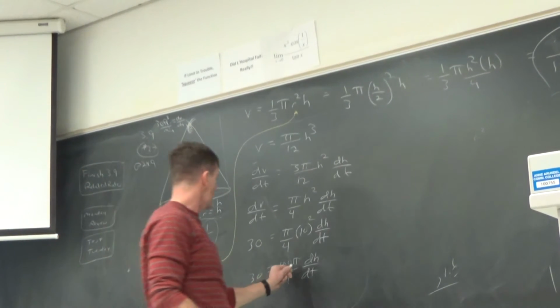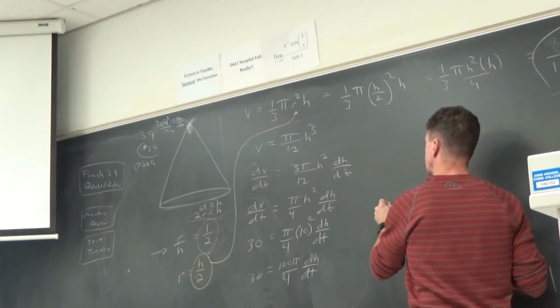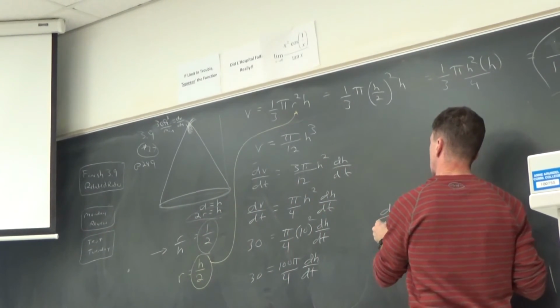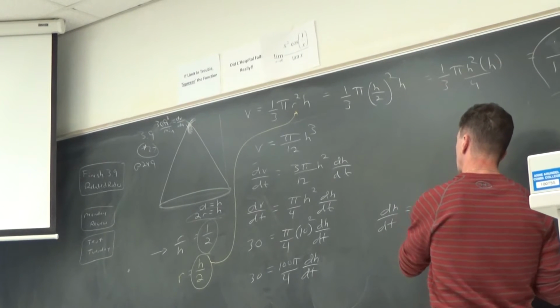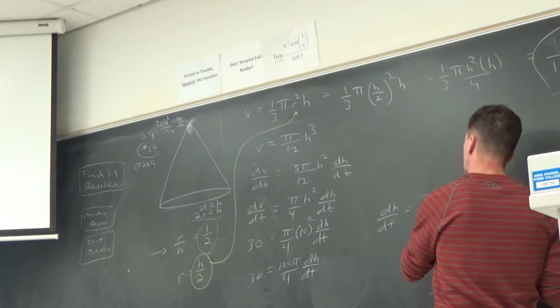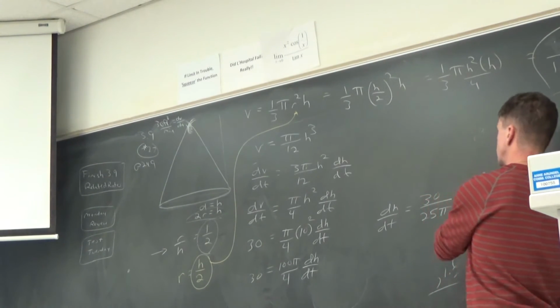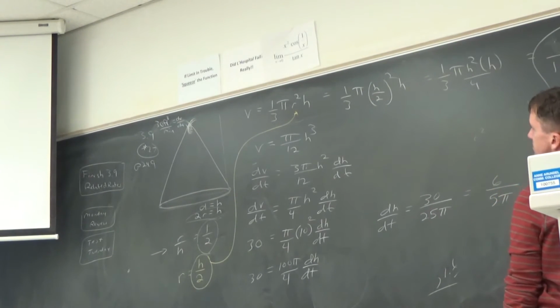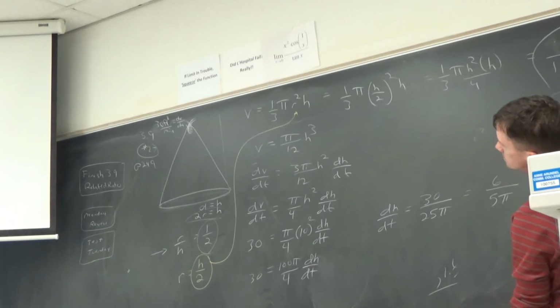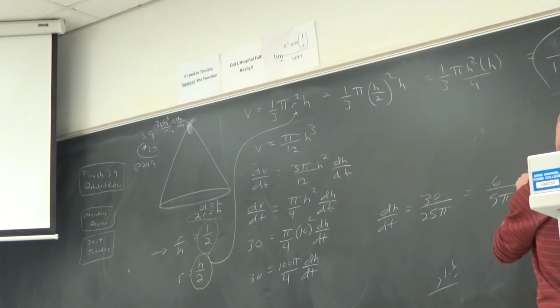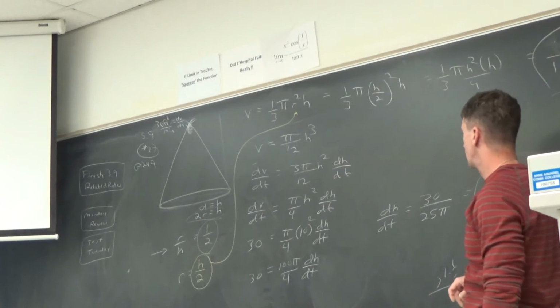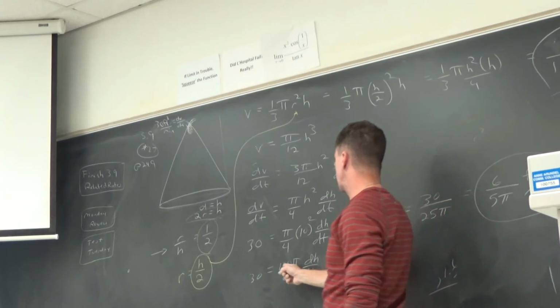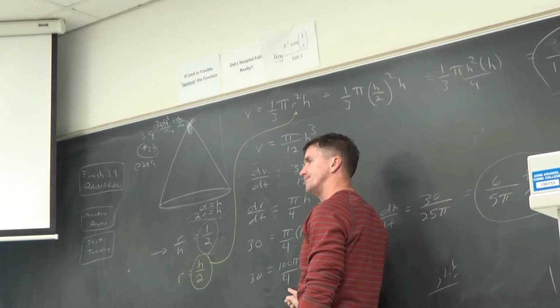All right, that's 25 pi, and when you get dh/dt equals 30 over 25 pi, or reduce it, 6 over 5 pi. What are the units? Feet per minute. Good job. Where did you get 25 pi from? What I did was, I thought 100 over 4 is 25.